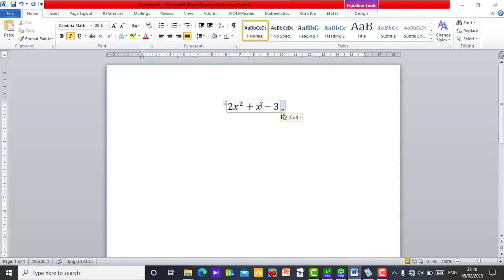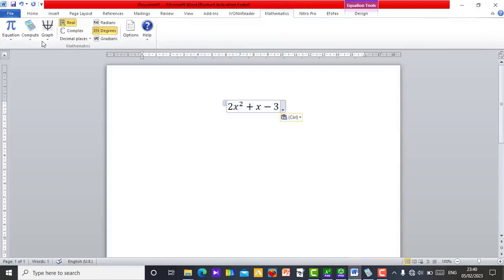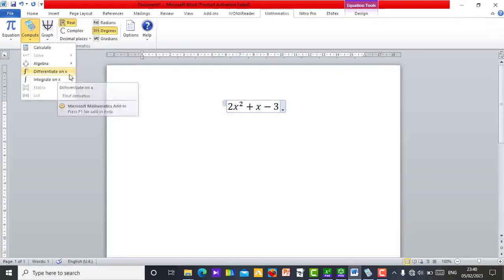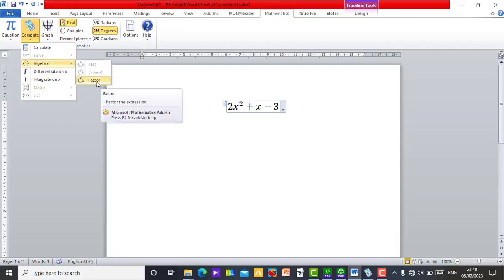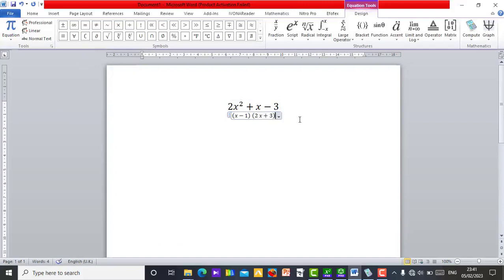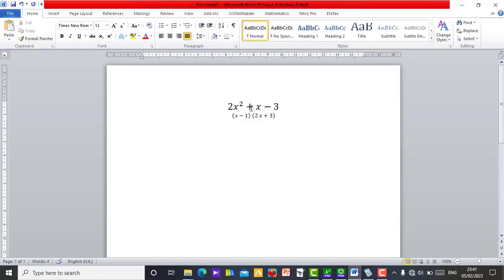As you tap on this, tap on mathematics, come to compute, you can actually differentiate, you can integrate. See, you can do factor here now. If you tap on factor, see, you have brought out the result. Very nice. So the factor of this quadratic expression is x minus 1 times 2x plus 3.